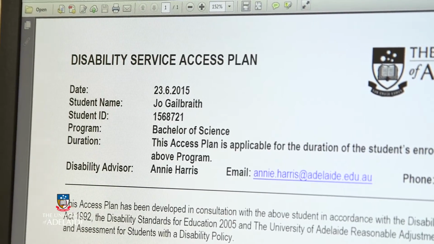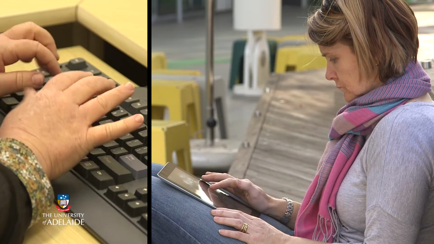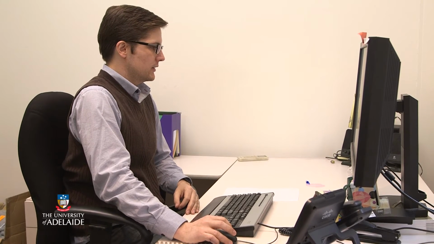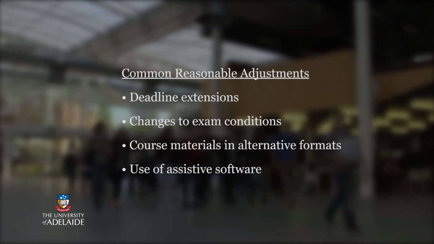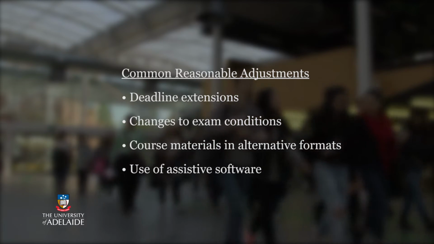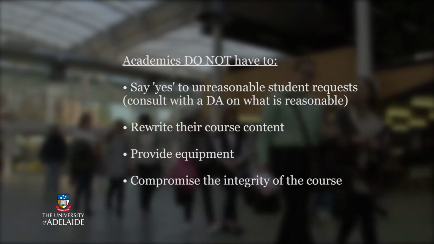But the access plan is provided to the student, and the student is then expected to distribute that access plan to academics, who will then be expected to read the plan and implement the reasonable adjustments. Most of the time it's really, really simple stuff like giving a couple of extra days to get an assignment in. Or it might be something like having the exam in a different setting, giving them some extra time, or perhaps using a computer rather than having to actually write it out by hand.